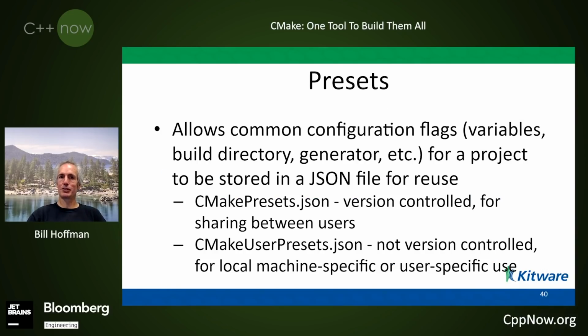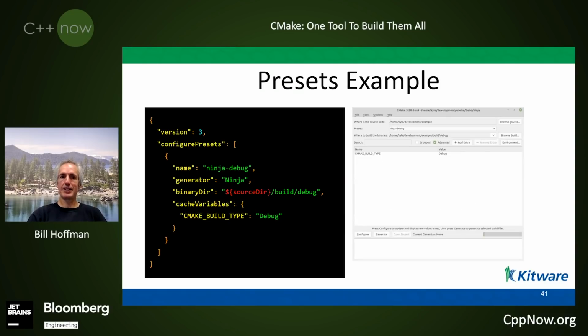Presets. This was something that came to us through our collaboration with the Minecraft team. This allows common configuration flags, variables, build directories, and generators for a project to be stored in a JSON file for reuse. So there's a CMakePresets.json, which would be a version controlled file for sharing between users, and then a CMakeUserPresets.json, which isn't version controlled, for local user-specific or machine-specific setups. A simple example here is Ninja debug, which sets my binary directory relative to my source tree as build/debug, and sets a cache CMAKE_BUILD_TYPE to Debug. Then when I go into the GUI, I can select this preset.